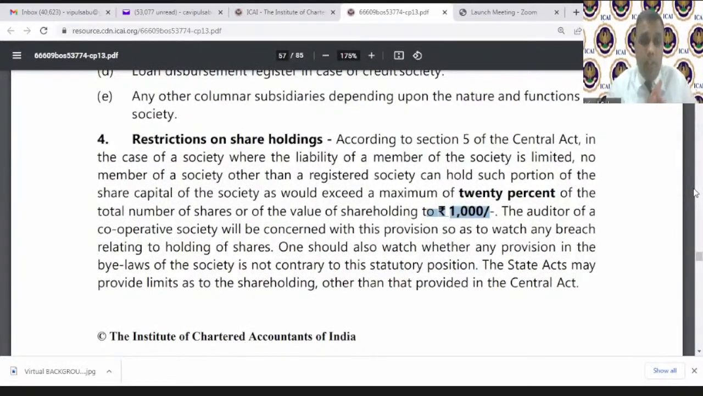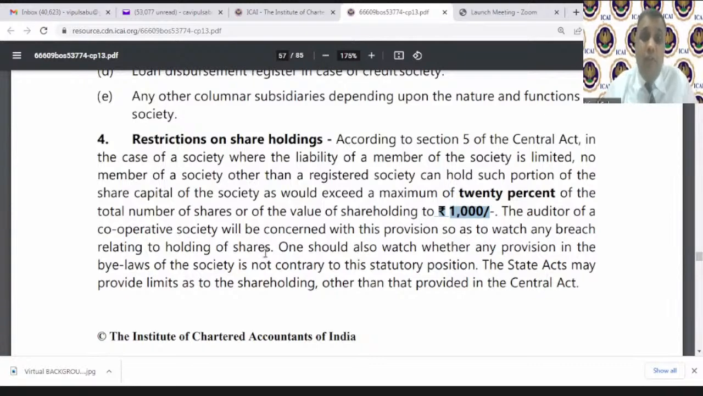So there is a member of a cooperative society. A registered society can also be a member of another cooperative society. So for any individual member of the society, there is a restriction on shareholding: he or she cannot hold shares more than 20% of the total number of shares or of the value of shareholding greater than 1,000. Up to 1,000, and 20% of the total number of shares in case of numbers, and in value up to rupees 1,000. Auditor has to check this point.